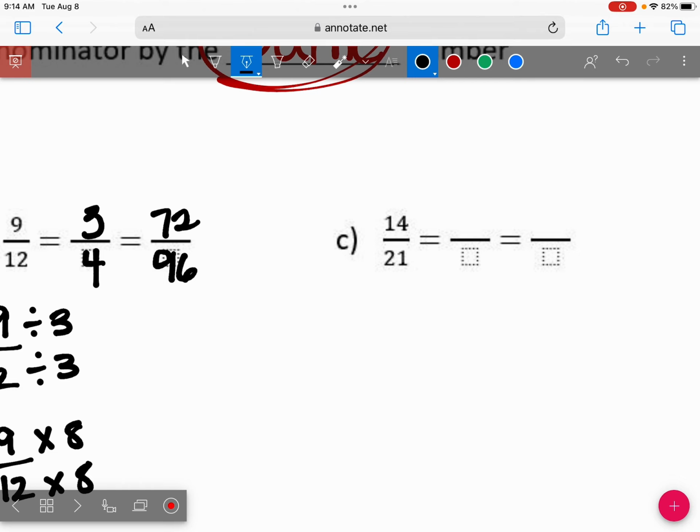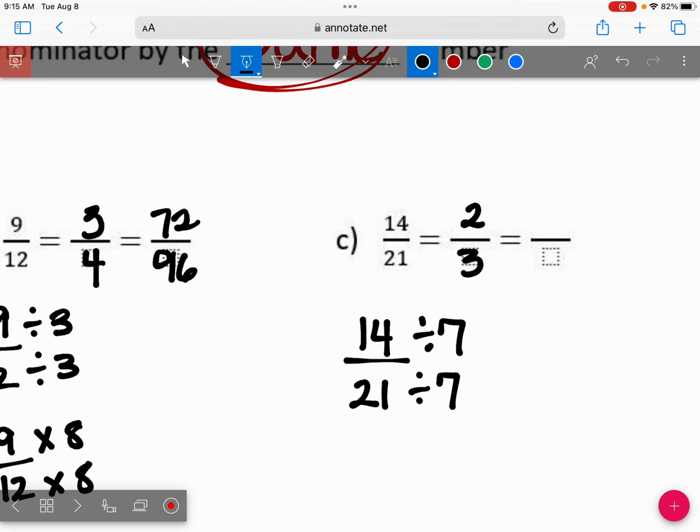What's a number that can divide into, now I always start with division if you can. You can't always divide though. Like for A, we couldn't divide. But C, we can start off by dividing. What number divides into 14 and 21? 7. So 14 over 21. We're going to start by dividing them both by 7. And what does that give you? 2/3. Good.